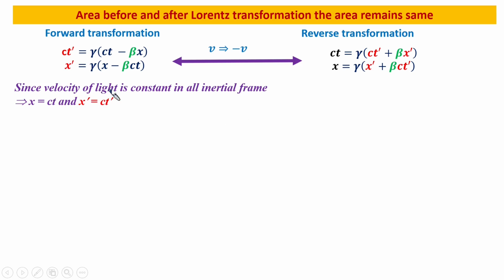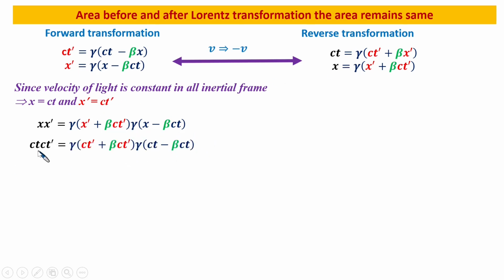Now since the velocity of light is constant in all inertial frames, I can write x is equal to ct, or x prime is equal to ct, because it is 45 degrees to these two axes, so they are equal, x is equal to y, that is y is ct and y is ct prime. So I multiply x into x prime. These are trivial algebra, please kindly go through this step, it is not very difficult. So here x is equal to ct prime, I am writing the same thing here.